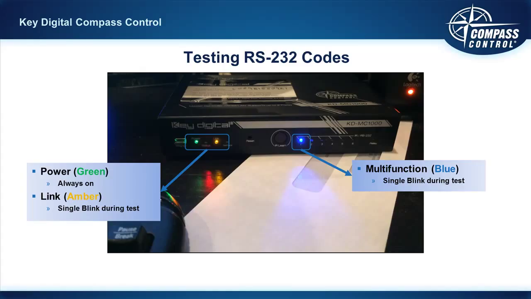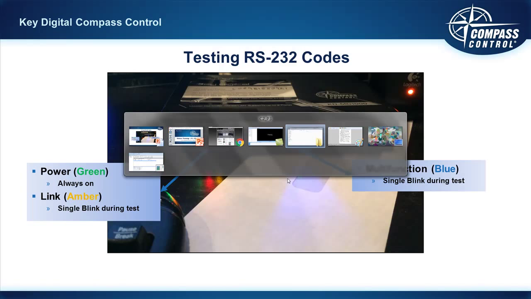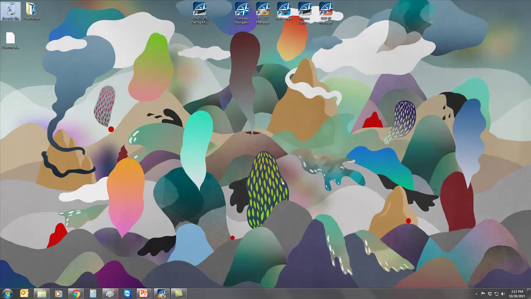When we test codes, you'll have a blink of the selected multifunction port, and of course the power will be constantly lit, along with a single blink of the amber link light during that test. And so let's go ahead and jump into our RS232 Manager software. We open up the RS232 Manager here.